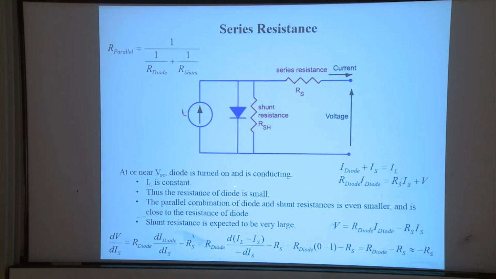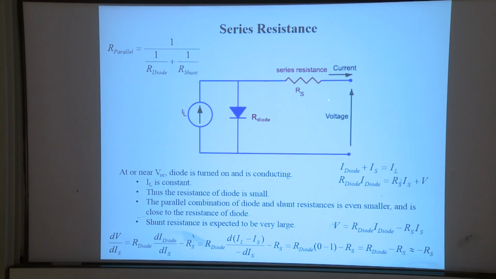The resistance will be about the resistance of the diode. So we can simplify this relationship like this. We can remove it because there's no resistance here at all. So we can remove the effect of shunt resistance. So we only need to be concerned about the series resistance, which is actually very small. And we have this relationship.